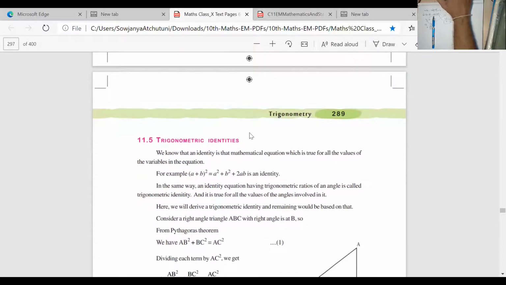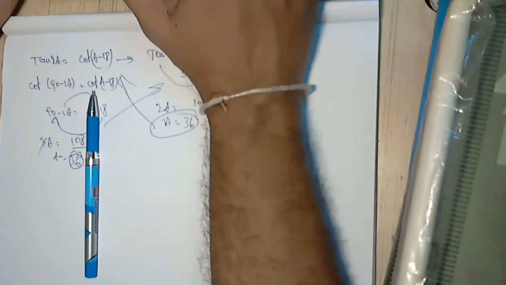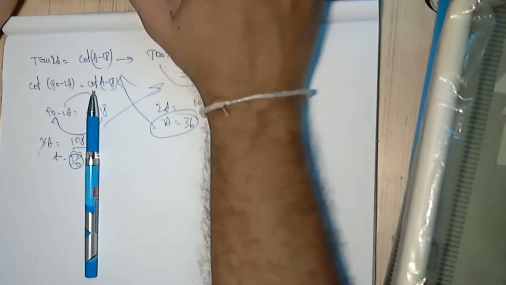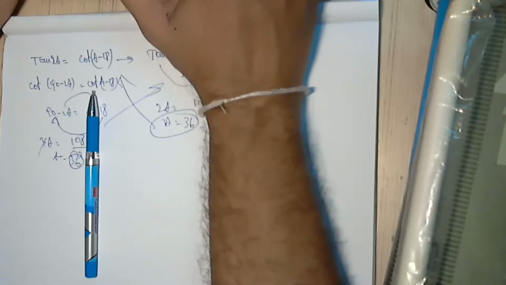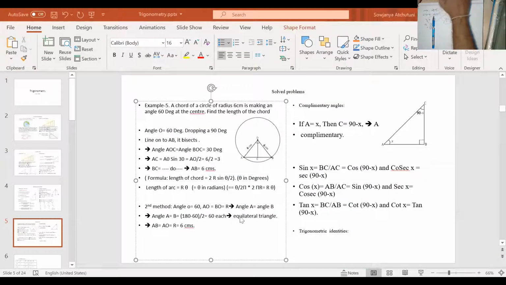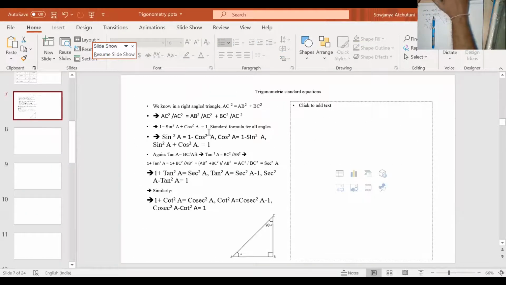So now we have other equations. Trigonometric identities. Let us understand trigonometric identities. See, these are the identities.